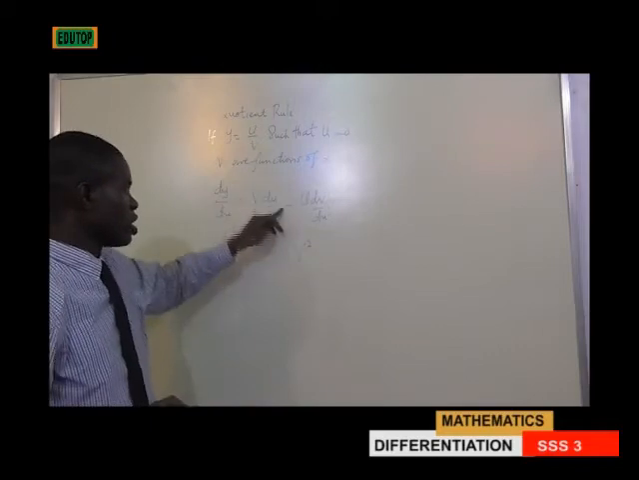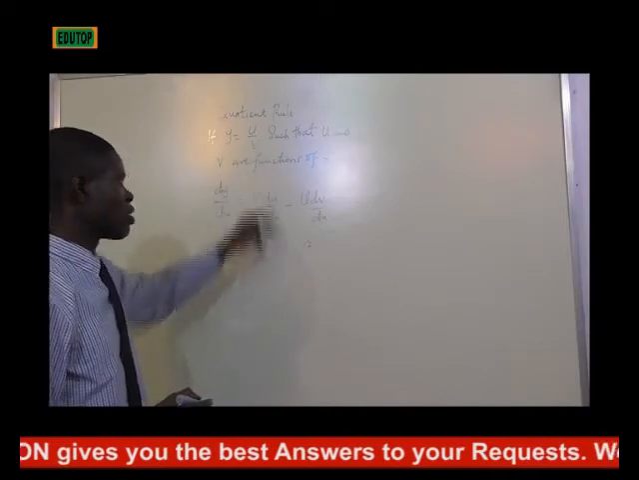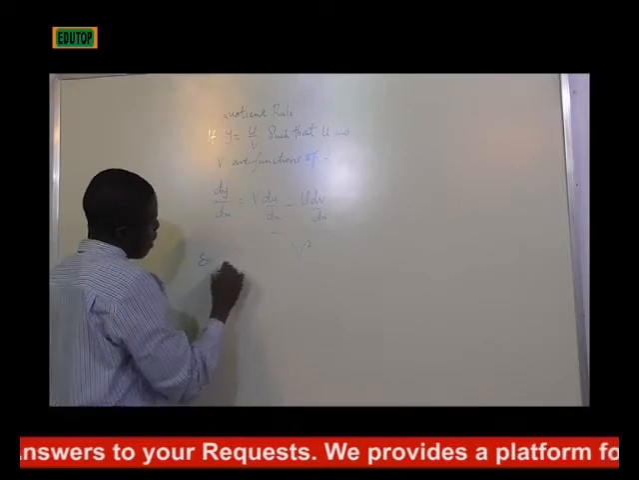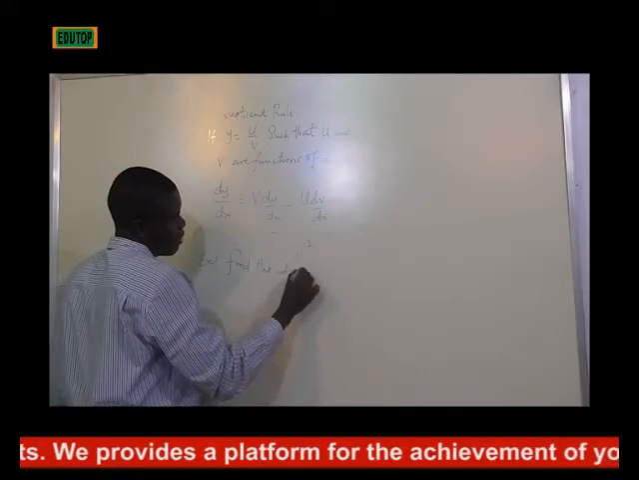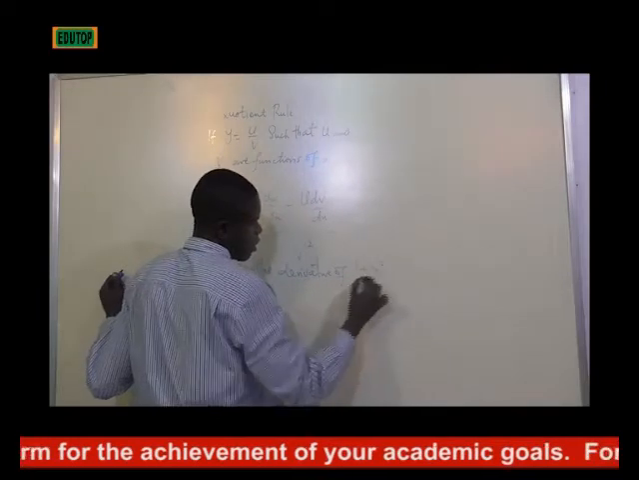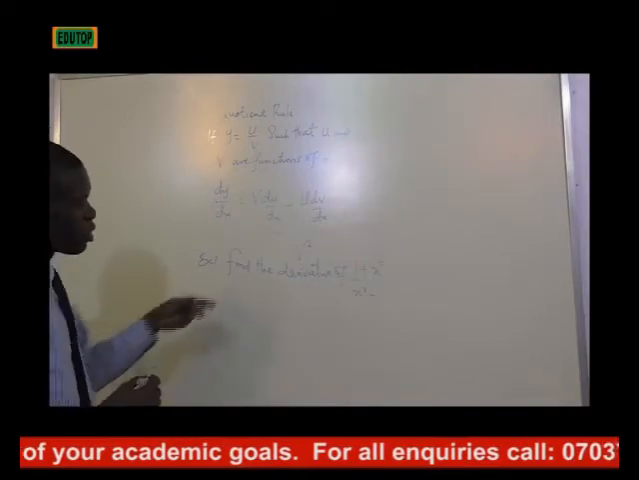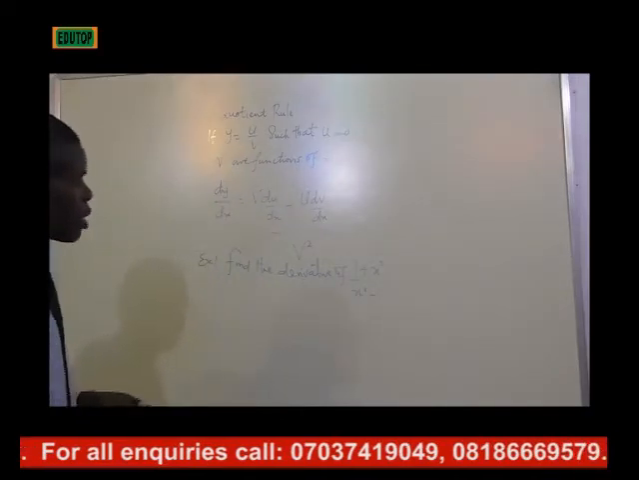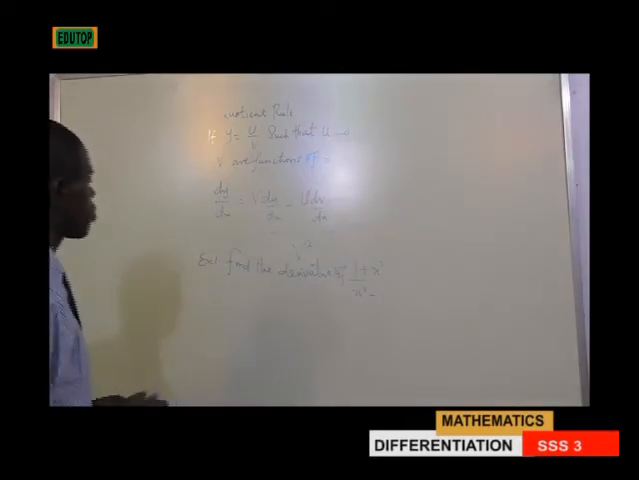That's the formula for determining the quotient rule. You close this, differentiate this. You close this, you differentiate this, over square of this. So let's see an example. Example 1. Find the derivative of 1 plus x squared over x squared minus 1. So you are given a function like this. You have to apply the quotient rule because you have a function dividing by another function.